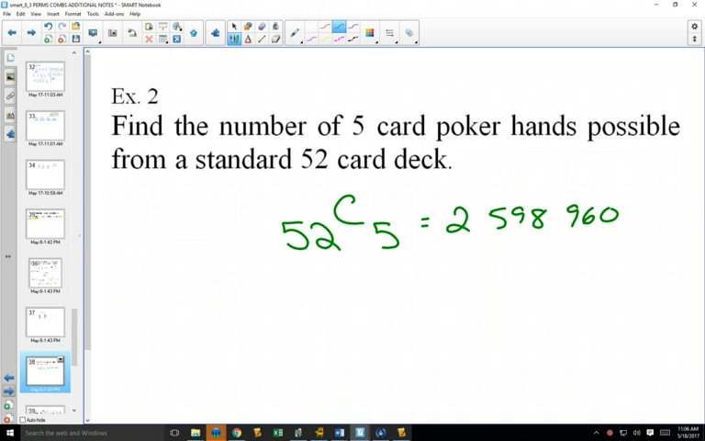But since there's 2.6 million hands, maybe that's what makes poker so fascinating, all the different combinations of cards you could get. So when you're trying to figure out what your opponent has, you have to think about those kinds of things. And we're going to do some counting of poker hands today.